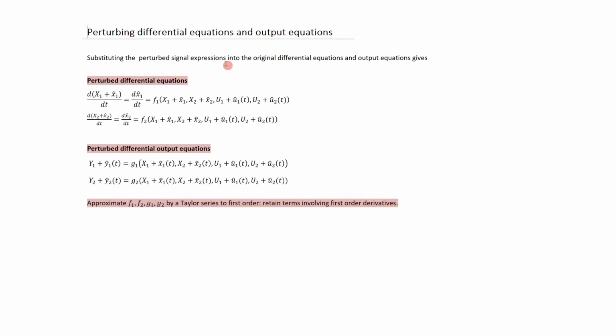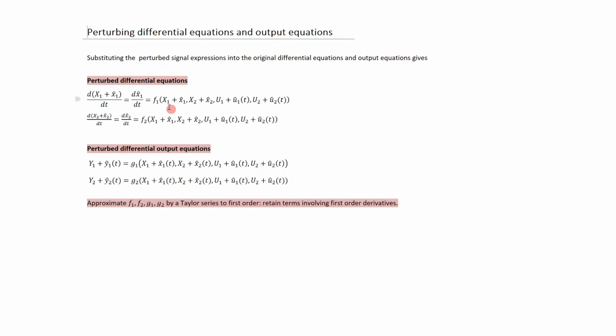All right, so the next step basically is to substitute the perturbed signal expressions into the original differential equations and output equations. What we've done is replaced x1 by x1 plus x1 hat. But if you take the derivative of this, x1 being a constant, you're just left with the derivative of the small signal with respect to t.